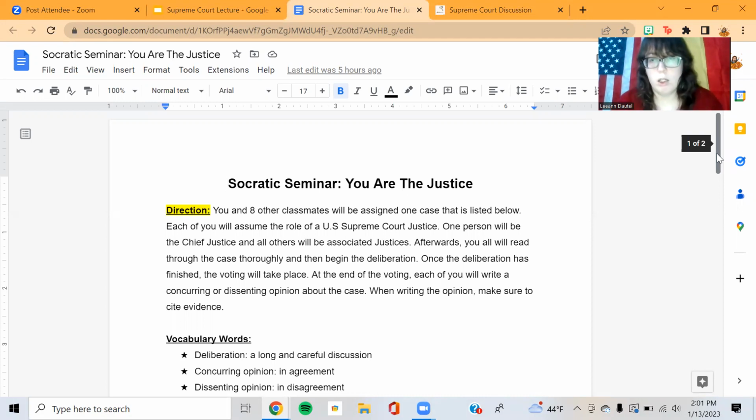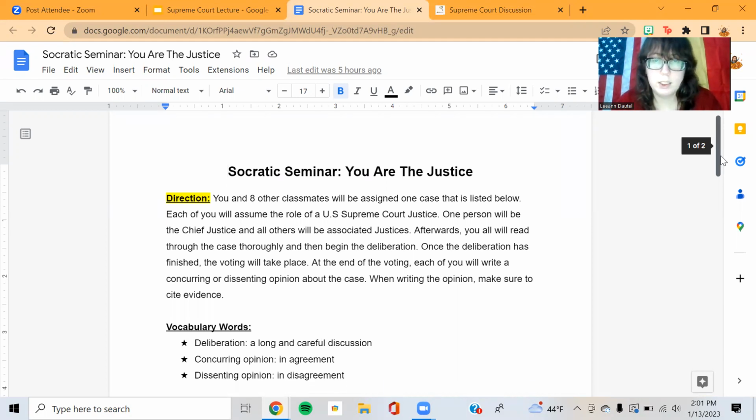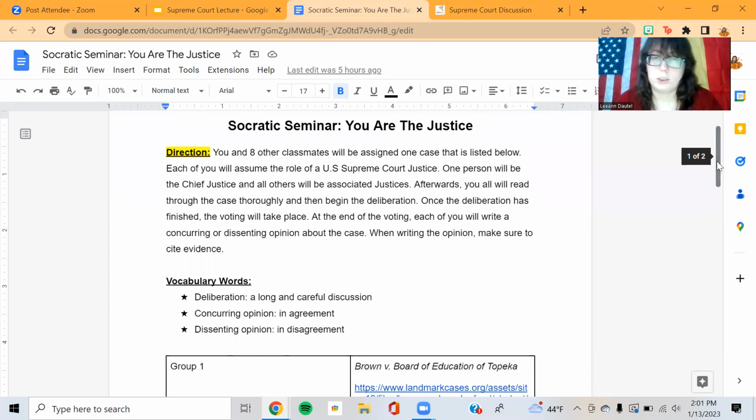So one person would be the Chief Justice, and the role of the Chief Justice would be to go over the case and give the majority opinion on the case. And then all the others would be Associate Justices. Once they decide who's the Chief Justice, they will be reading through the case and then begin deliberation on the case. Once the deliberation is finished, voting would take place.